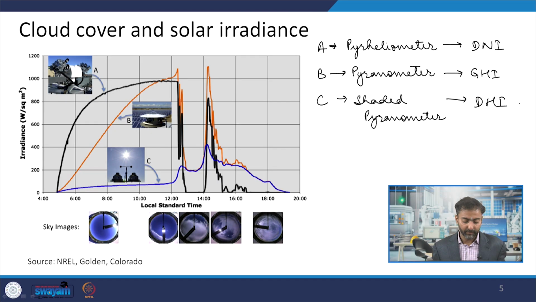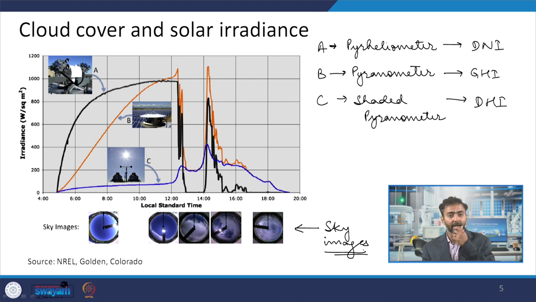This image is from the National Renewable Energy Laboratory data. So these are the three components. But one very interesting thing is there, if you notice below the graph. You have this graph of irradiance versus time, and then below you have the sky images. That is something very important and interesting at this point. We should understand the impact of clouds on solar irradiation, and you'll be very amazed to know that this is the most important factor which determines the different components of radiation.